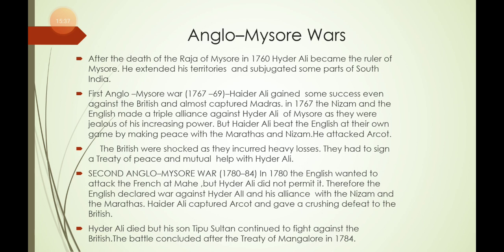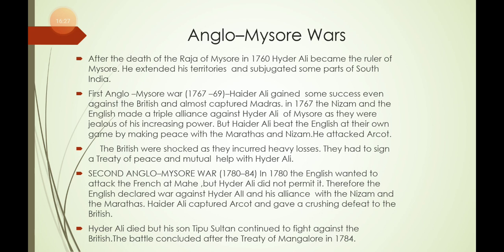In 1767, due to the growing power of Hyder Ali, a triple alliance was formed between the Nizam of Hyderabad, the Marathas of Maharashtra and the English, means British, against Hyder Ali of Mysore, because they were jealous of his increasing power.